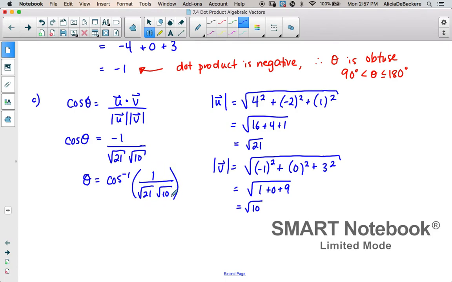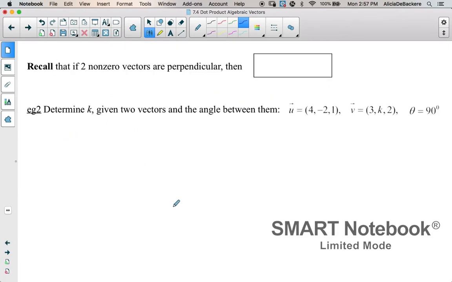So please play around with this, or you could simplify this to the square root of 210 and it'll simplify it a little bit on your calculator. When you type this in, you should get about 94 degrees. It asked me in the question to round to the nearest whole degree, so that's why I have no decimal places. This was part B.